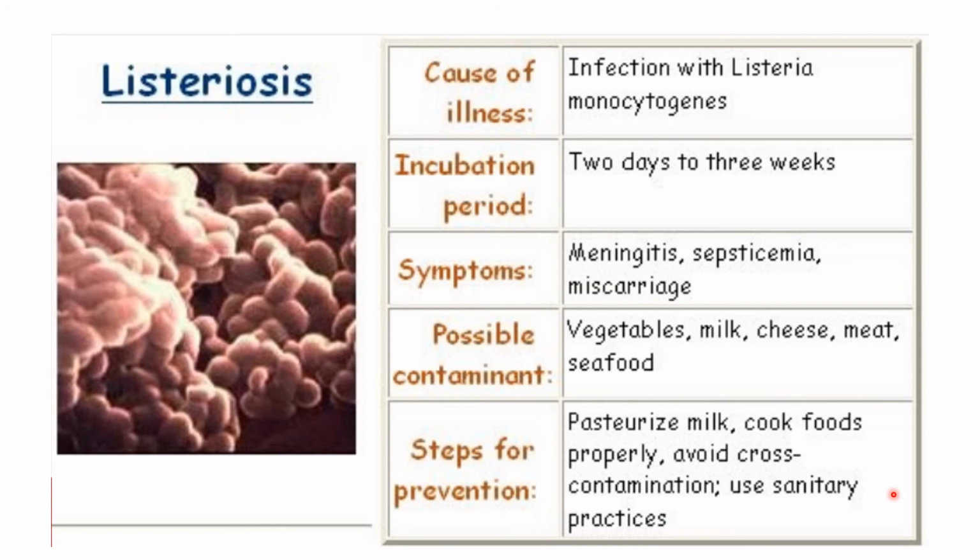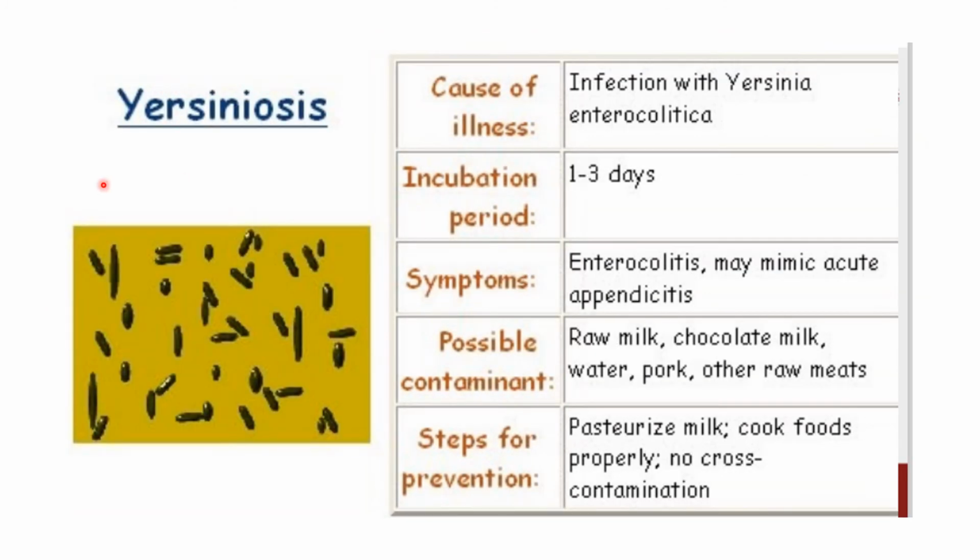So how do you prevent this? You need to pasteurize your milk. Cook foods properly, wash your vegetables, please, and avoid contamination. And of course, sanitary and hygienic practices in food processing are always important. So next, you have your Yersinia enterocolitica infections or Yersiniosis.